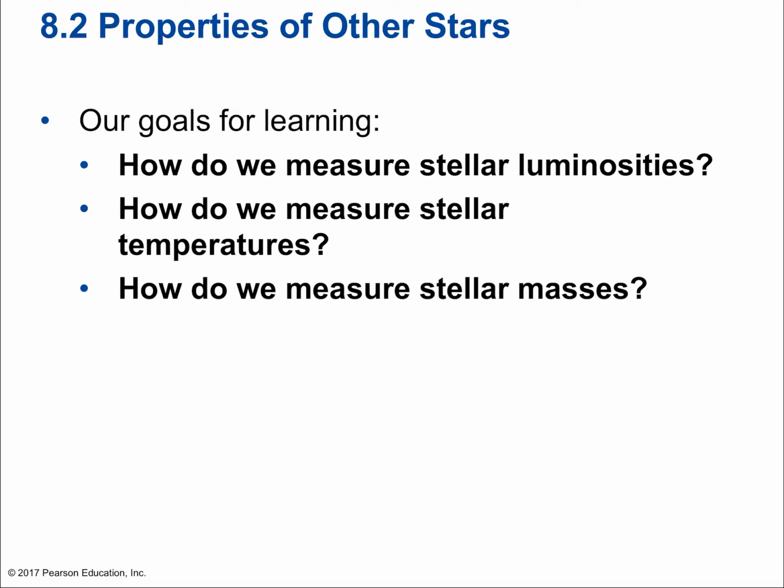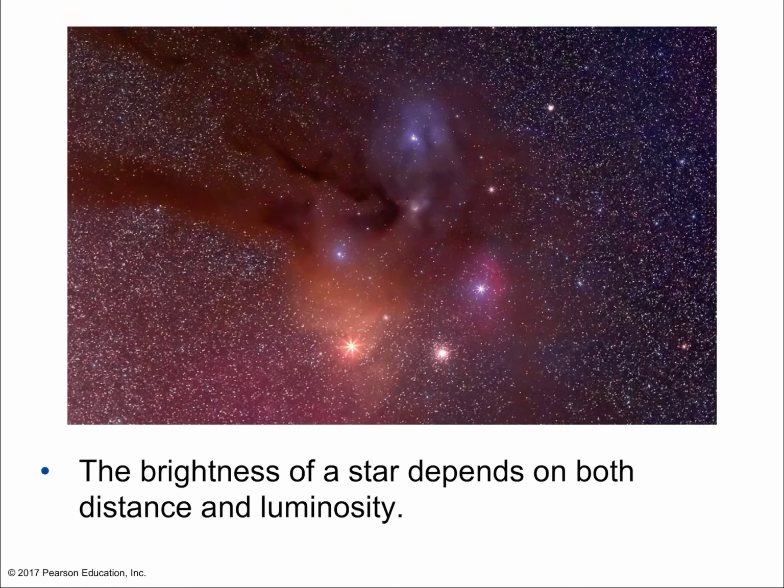All right, so some open questions. How do we measure something called stellar luminosity? How do we measure stellar temperature? It's a great question. And how do we measure stellar mass? These are such intuitive questions, right? How do scientists go about actually doing these things? All right. So the brightness of a star depends both on distance and luminosity. That makes sense. If a star is further away, then it's going to appear less bright, even if that might be a bigger, hotter star, right?